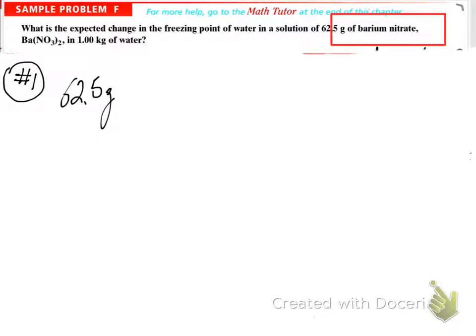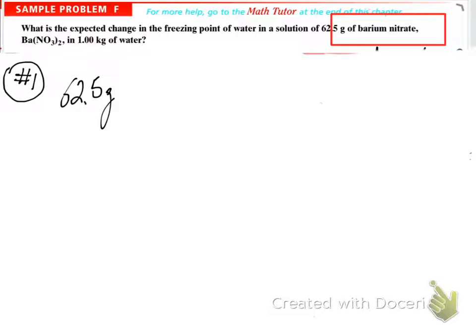This problem says, what is the expected change in freezing point of water in a solution of 62.5 grams of barium nitrate? Barium nitrate is a salt. If I add it, the ionic bond will dissociate, and I'm going to get barium plus 2 ions, cations, dissolved in water, and nitrate minus 1 ions dissolved in water.